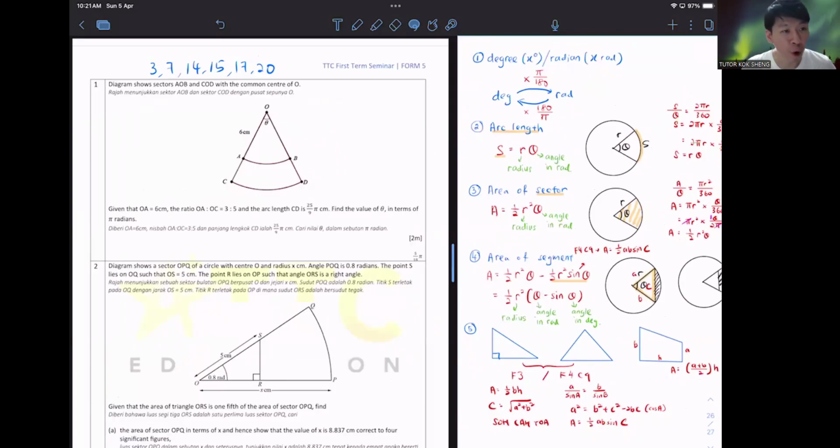For today, we are going for around 6 questions, if possible. We finish everything. 6 here: 3, 7, 14, 15, 17, 20. Let's go. Number 3 first. If you're not sure about anything, let me know.